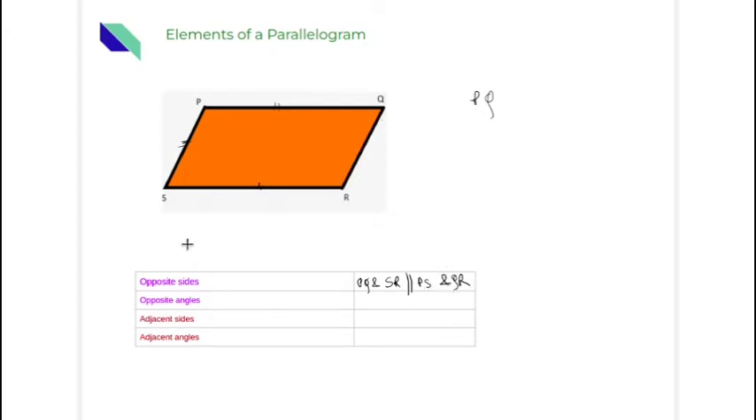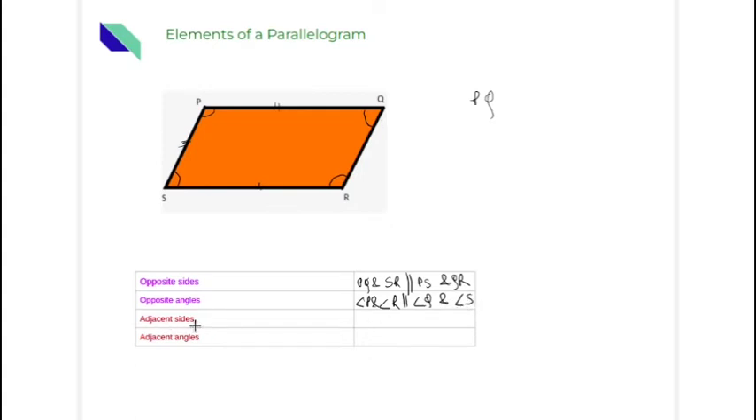Now, opposite angles. Come to the angles. A parallelogram has 4 angles. If we consider angle P, what is the opposite angle of P? That is angle R. Similarly, if we take angle R, the opposite angle of R is angle P. So, angle P and angle R are opposite angles. Similarly, angle Q and angle S are also opposite angles.